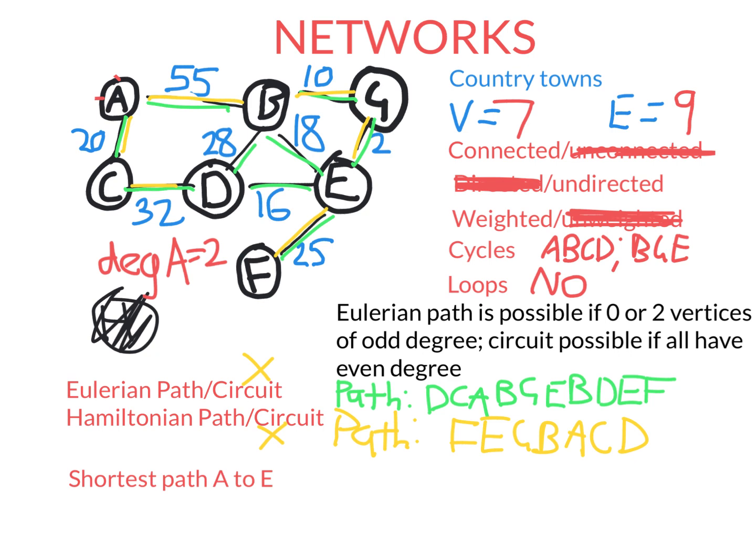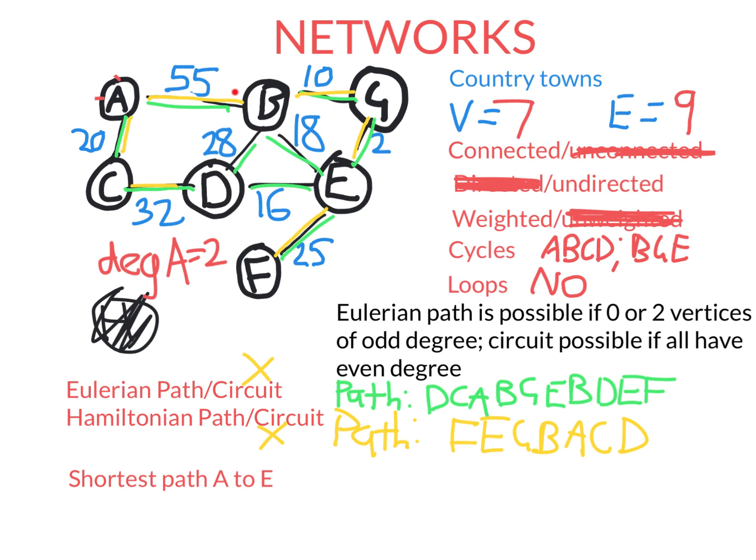So another question you need to be able to do is find the shortest path from A to E. So that's not going to be too difficult. All we have to do is look at the numbers and the different paths. And don't worry, you're not going to get a network with a million different vertices and edges. So from A to E, there's a few different ways we can go.